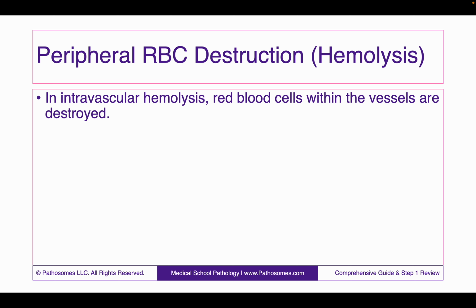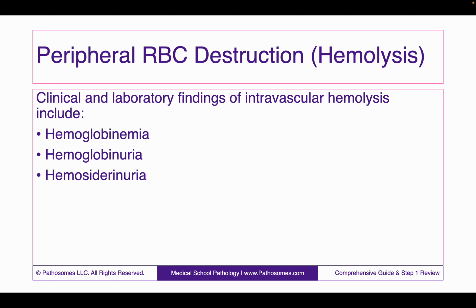In intravascular hemolysis, red blood cells within the vessels are destroyed. Clinical and laboratory findings of intravascular hemolysis include hemoglobinemia, hemoglobinuria, and hemosideruria.